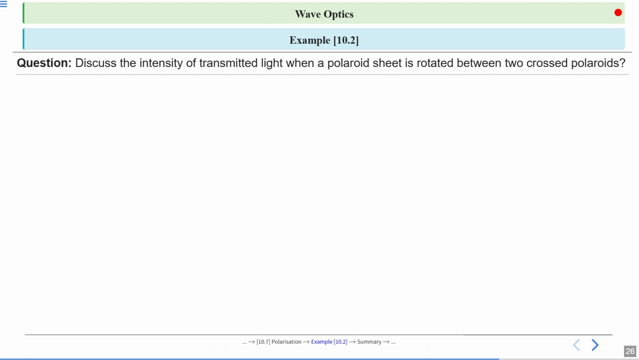So this is example 10.2, based on what we have discussed before. You have to discuss the intensity of transmitted light when a Polaroid sheet is rotated between two crossed Polaroids. There are two crossed Polaroids, meaning the angle between the transmission axes of the two Polaroids is 90 degrees. Another Polaroid sheet is placed between the two crossed Polaroids and it is rotated. So discuss the intensity of transmitted light.